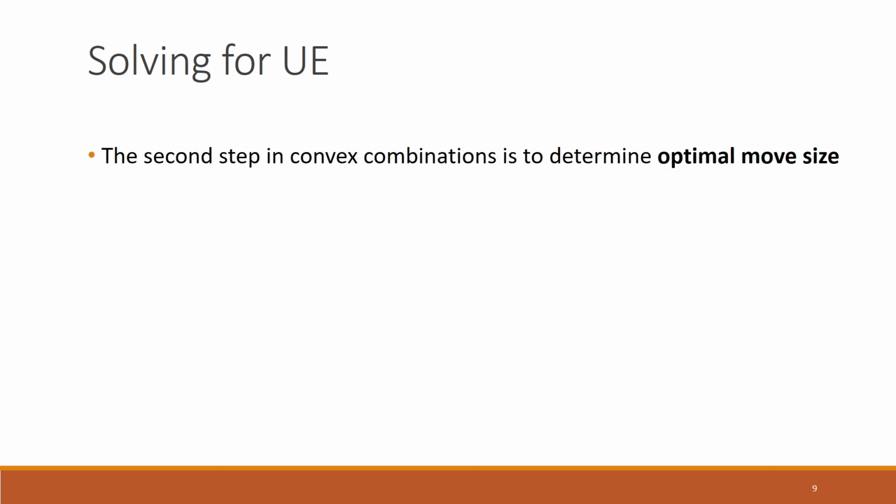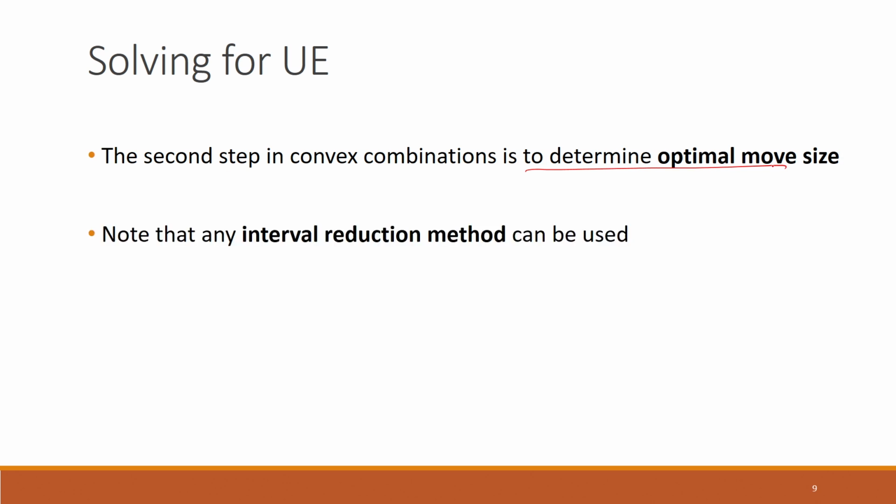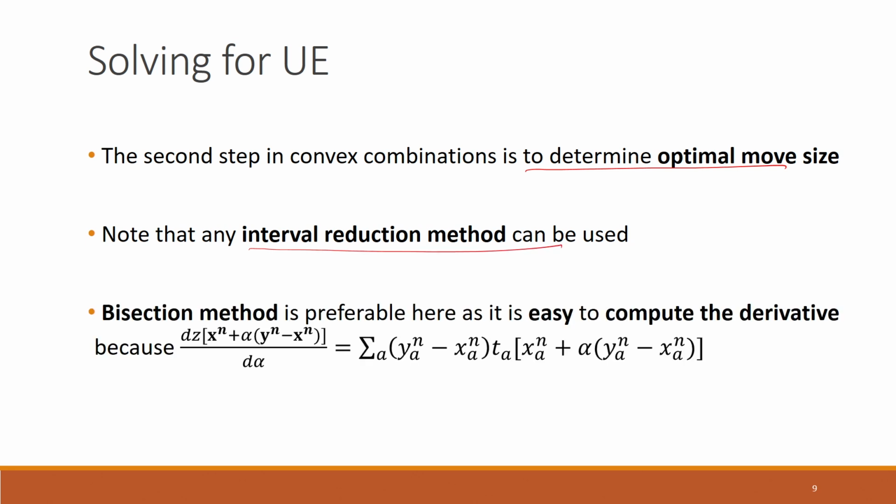So the second step in this convex combination is to determine the optimal move size. For this, any interval reduction method can be used. We have discussed 2 kinds of interval reduction methods: one is the golden section method, the other is the bisection method. In this case, the bisection method might be preferable because computing the derivative is easier.